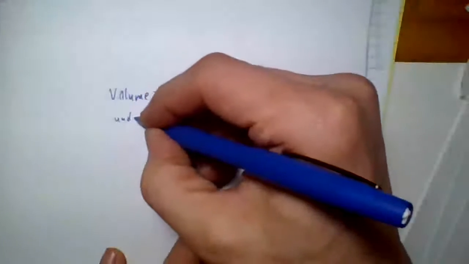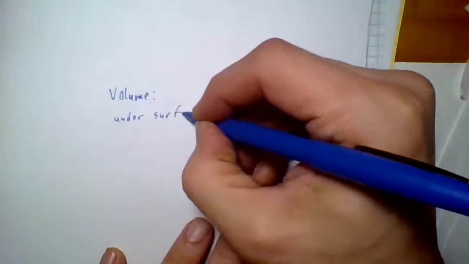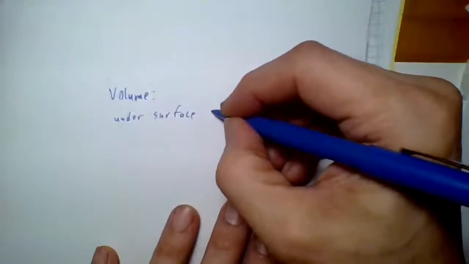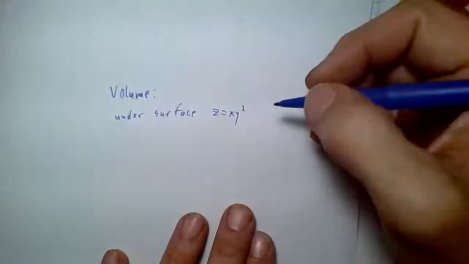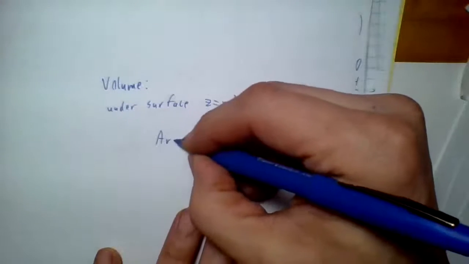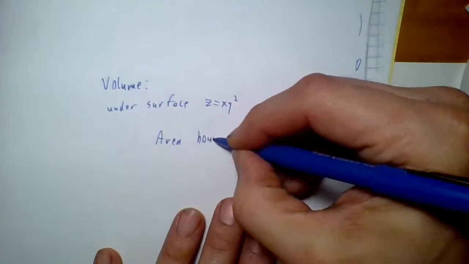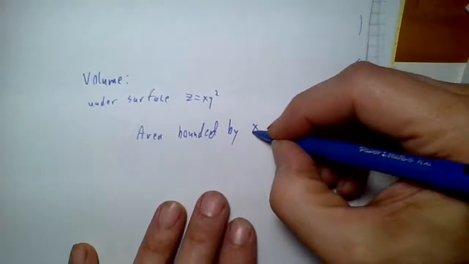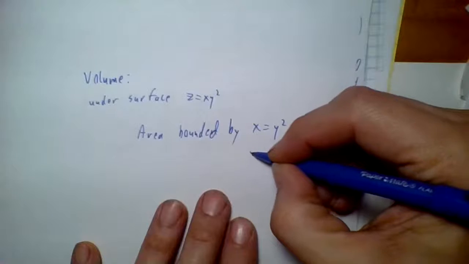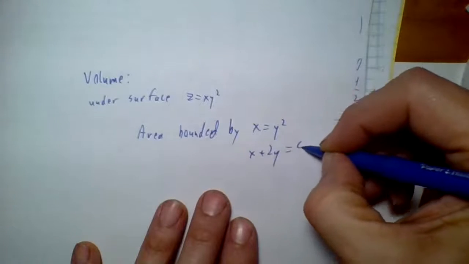All right, looking to set up this volume problem. This came from one of the Lumen exercises. We're trying to set up volume under the surface. The question says the surface z equals xy squared. That's not the hard part. The area is bounded by some curves down here. So this one says area bounded by x equals y squared and x plus 2y equals 8.